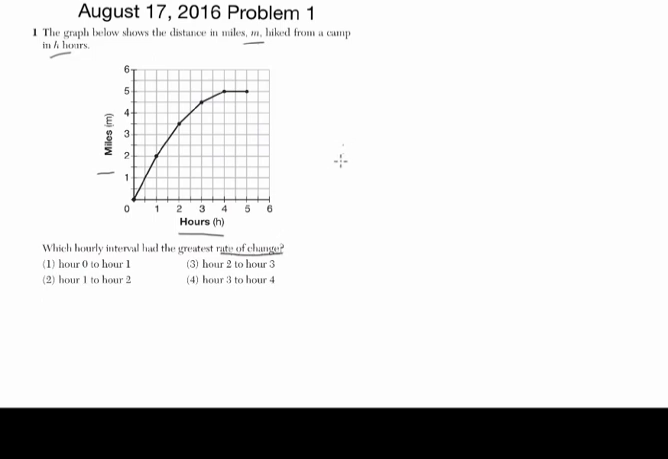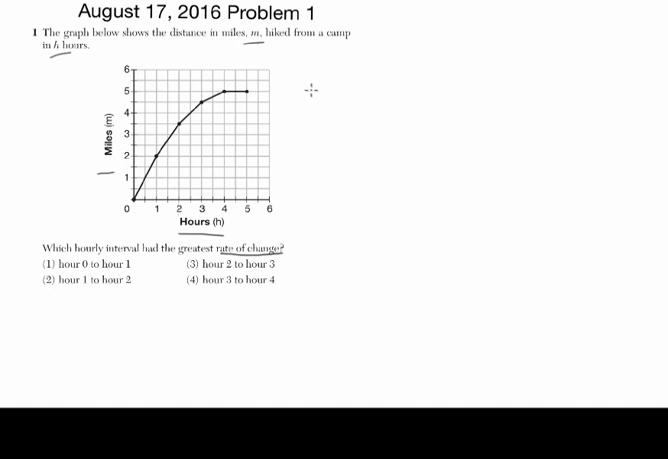New York State Common Core, they like to use rate of change or average rate of change, but that just means slope. How much is the graph changing? So let's just jump right in, and we're basically just calculating slope. For number 1, it says, in essence, calculate the slope between hour 0 and hour 1.